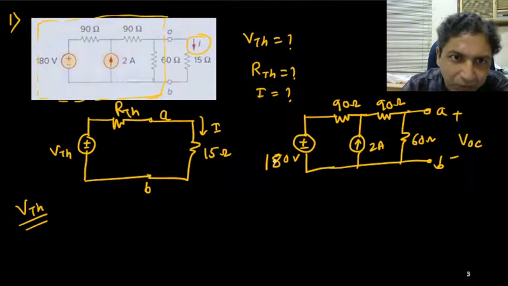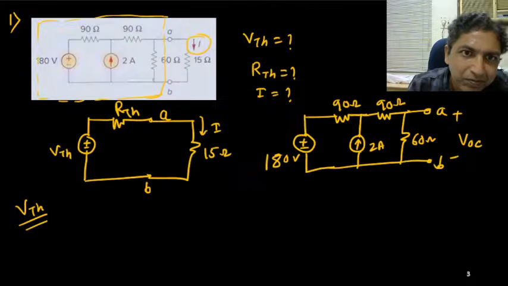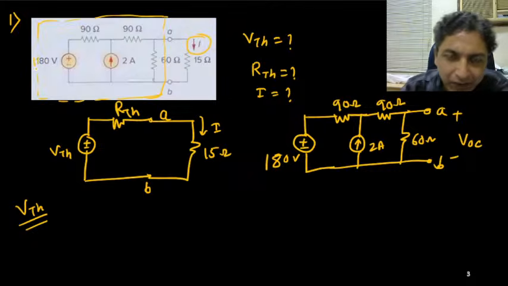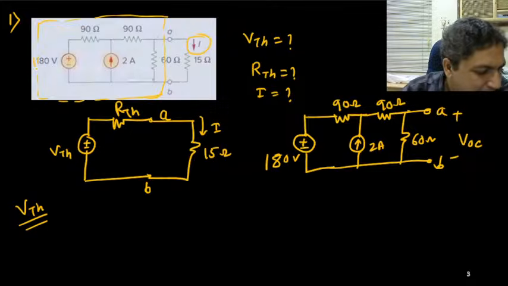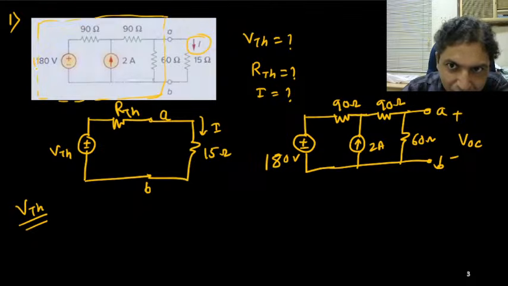So it was 180 volt. Yes, VTH is 90 volt, it looks correct. But how you have got these things? Which method you have used?